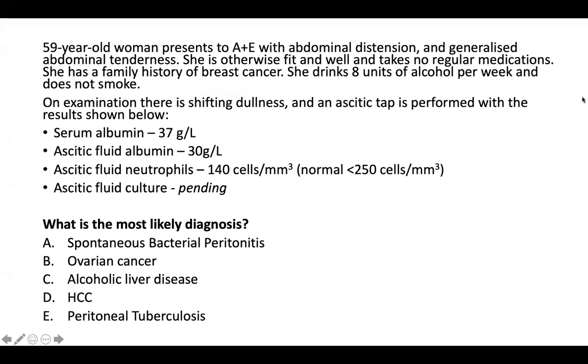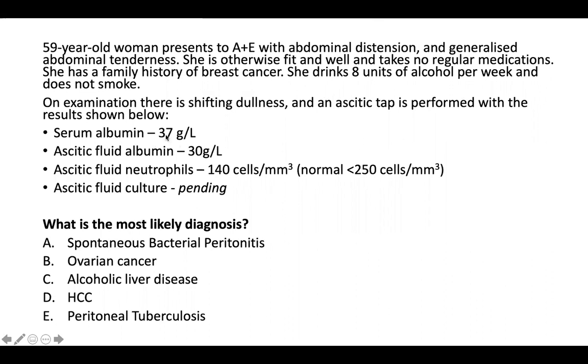So the first thing we want to do is look at the serum ascites albumin gradient. Let's take it the way we always do, ICBA. We've got a 59-year-old woman with abdominal distension and tenderness, and she drinks a bit, but that's not really that much, is it? She also has a family history of breast cancer. Then we go to our hard facts for what we want to be working out: the serum ascites albumin gradient.